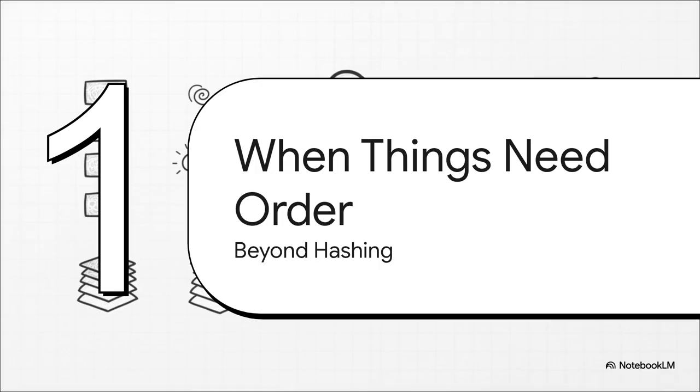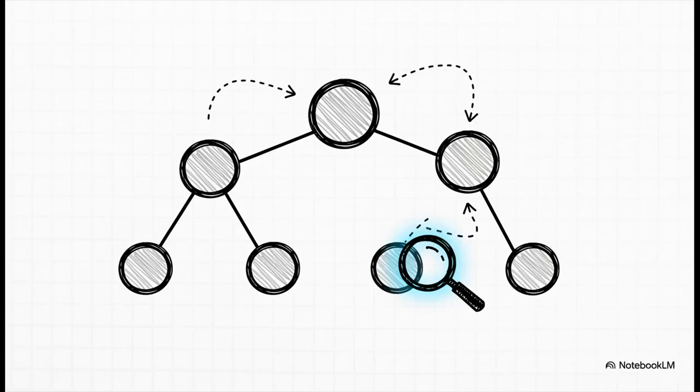What if you want to find your friend Alex, but you also want to be able to just scroll through your address book from A to Z? Well, for that, hashing just won't work. We need something new, a structure that can give us both speed and keep everything sorted. And for that, we turn to the binary search tree, or BST.